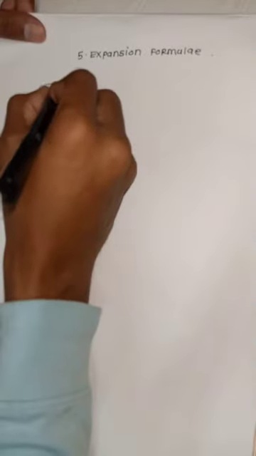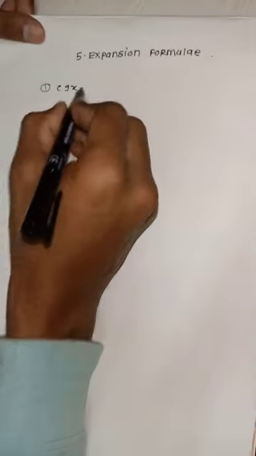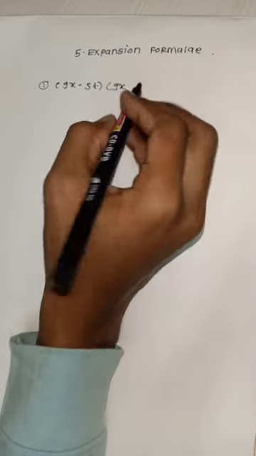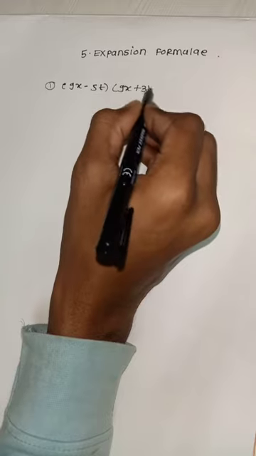In the previous video we discussed expansion formulae, exercise 5.1, the first 5 sums. In this video we will discuss the remaining sums. The first sum is (9x minus 5t) into (9x plus 3t).